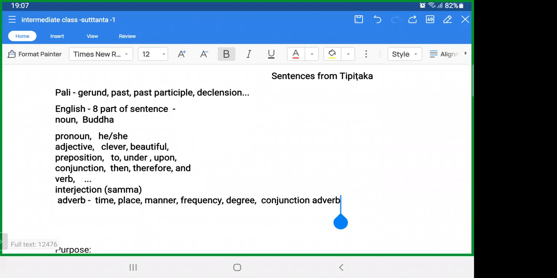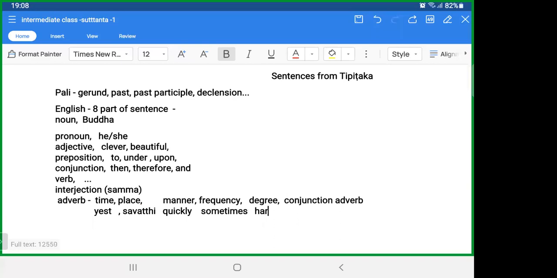There will be an adverb of time, like yesterday. Place, like Savatthi. Manner, what is manner? Like quickly. Frequency, like sometimes. Degree, like hardly or seldom, or how strong it is. Conjunctive adverb is the same as the conjunction, all right?